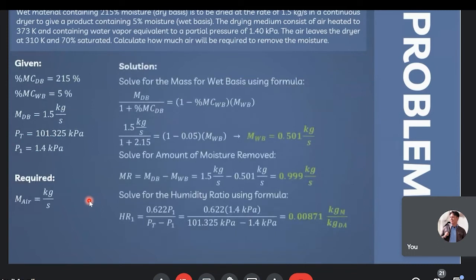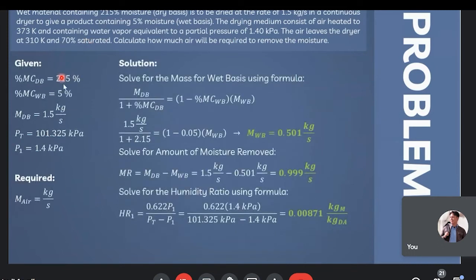Sir, yung dry basis kasi, ito yung hindi pa natatanggalan ng moisture. Kumbaga, ito pa yung marami pa yung moisture content niya. So, ito, yung 215% moisture. Kaya mas mabigat pa yung mass niya.